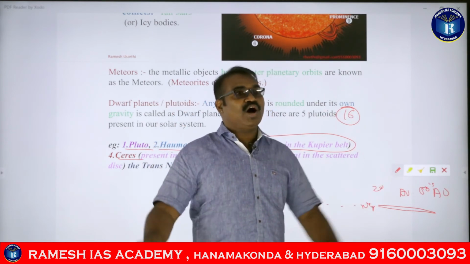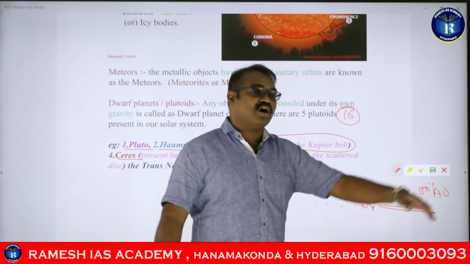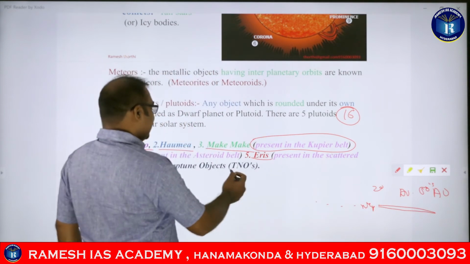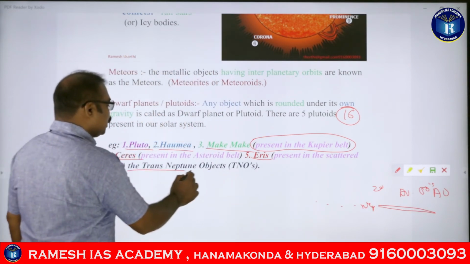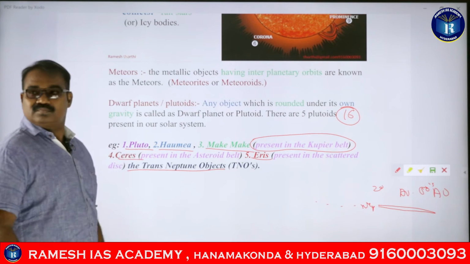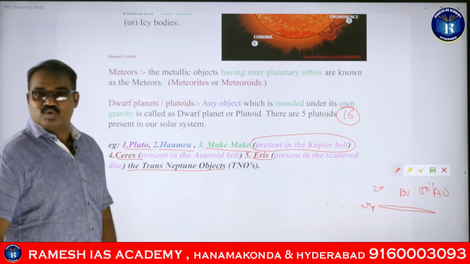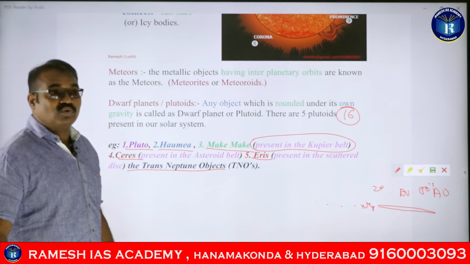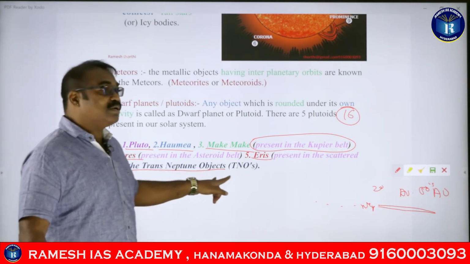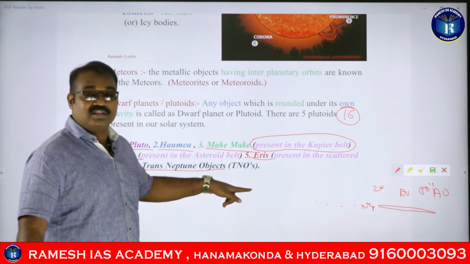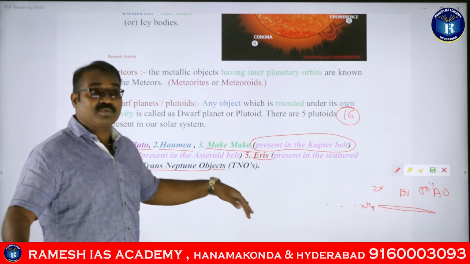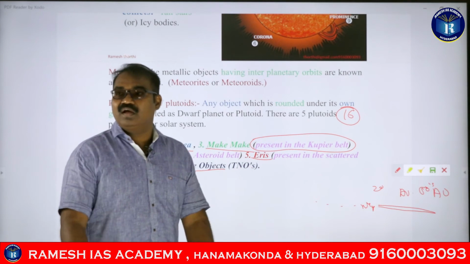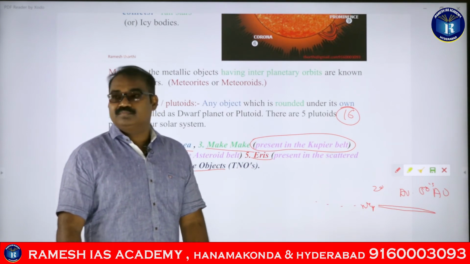Any object which is present beyond the orbit of the Neptune is known as a trans-Neptune object. And this was our prelims question, guys. What are TNOs? TNOs are the trans-Neptune objects, right? The objects or the bodies which are present beyond the orbit of the Neptune.